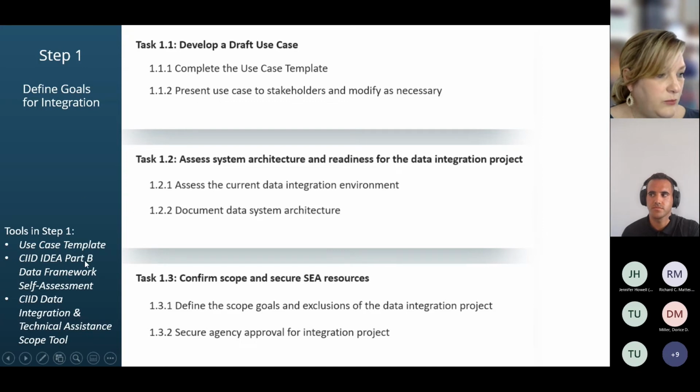The tools that we have that accompany step one are the use case template. We have a self-assessment. It's not pictured large in these steps, but it is in there when you dig into the toolkit. And then we have the scope tool so that you have these documents that you can share out with your stakeholders. Are there any questions on this?